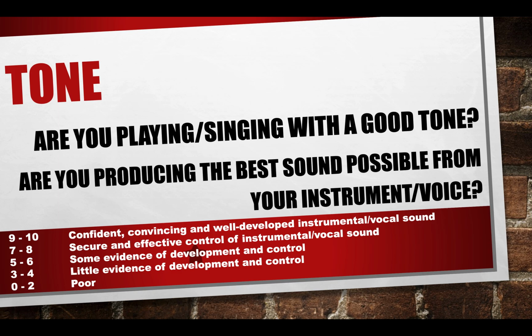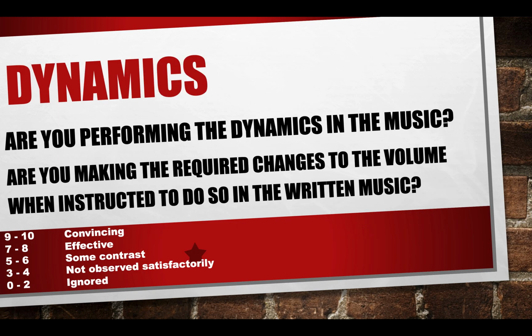So 0 to 2 would be a poor tone. 3 to 4, little evidence of development and control. 5 to 6, some evidence of development and control. 7 to 8, a secure and effective control of instrumental or vocal sound. And 9 to 10, confident, convincing, and well-developed instrumental or vocal sound.